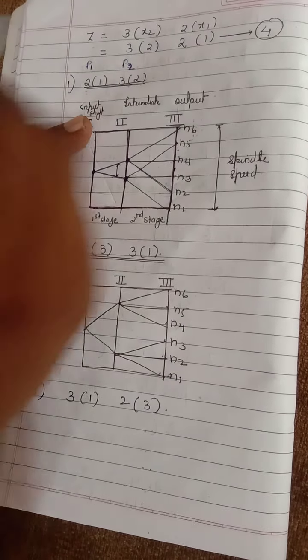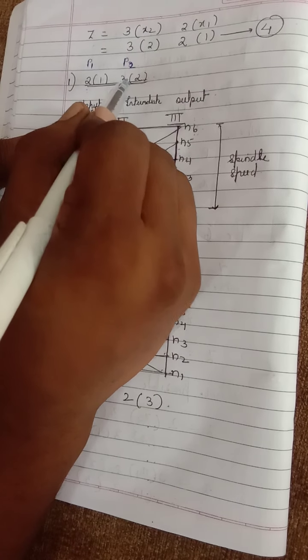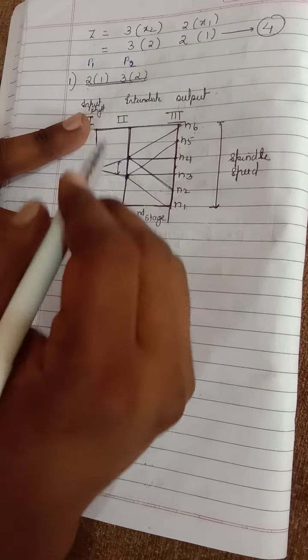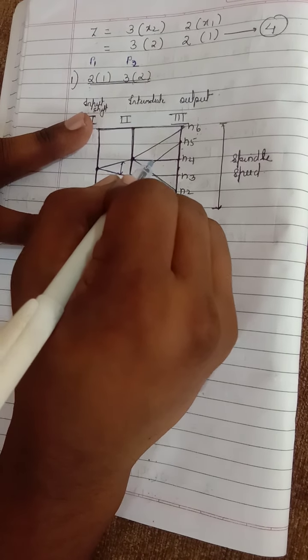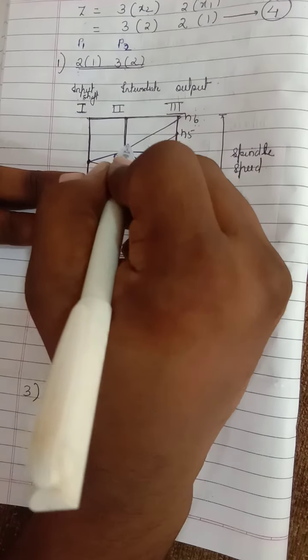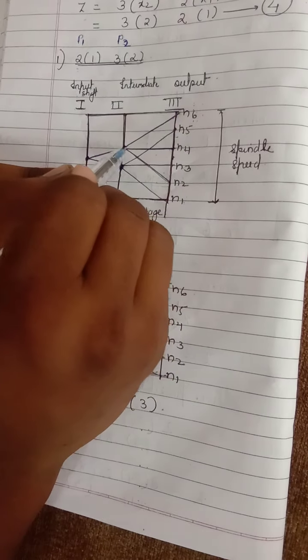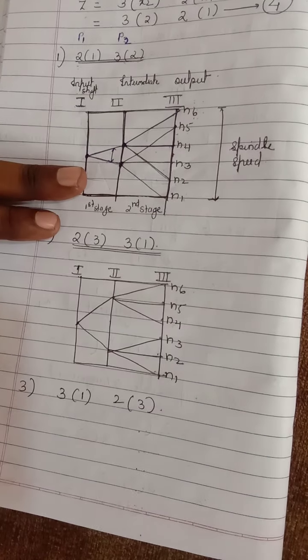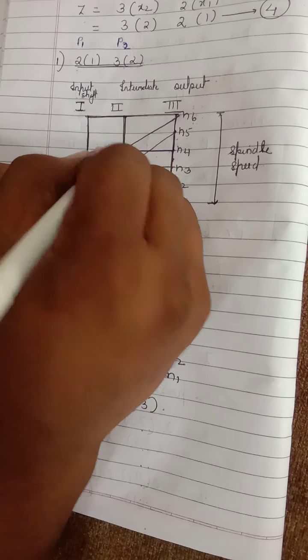Pay attention again to what it says: 3, 2. We should draw 3 lines, each line with a gap of 2. So first, from the node, I draw a horizontal line, then a gap of 2, 1, 2. I draw the second line, 1, 2. I draw the third line. So 3 lines with a gap of 2. Now this node is done.